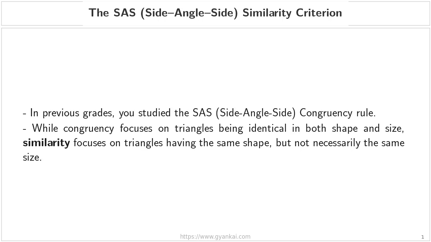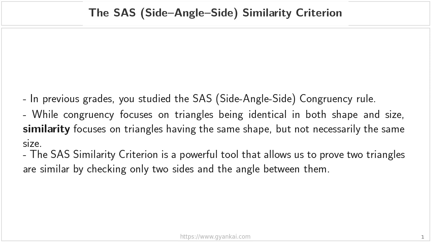However, today we are shifting our focus from congruency to similarity. This is a subtle but crucial distinction. While congruency requires everything to be equal, similarity focuses primarily on the shape. When two triangles are similar, they have the exact same shape, but they don't necessarily have to be the same size. One might be a scaled-up or scaled-down version of the other.